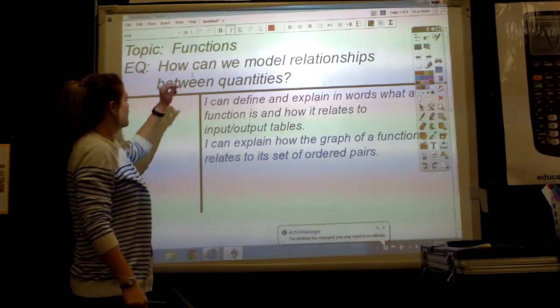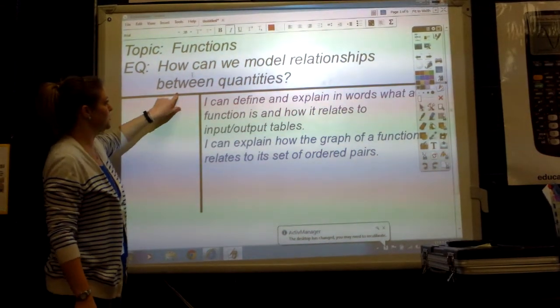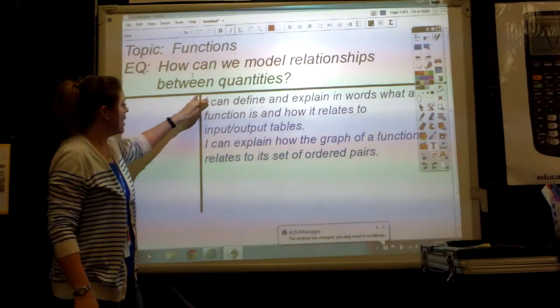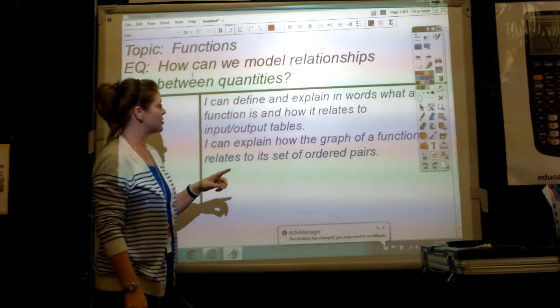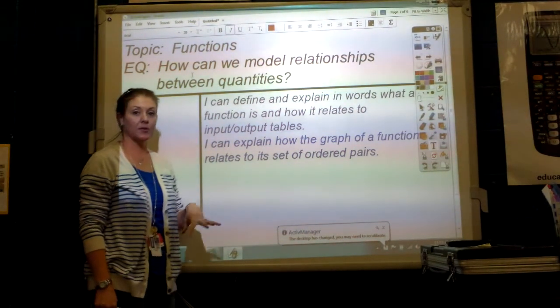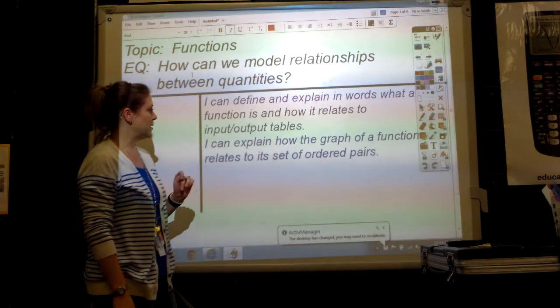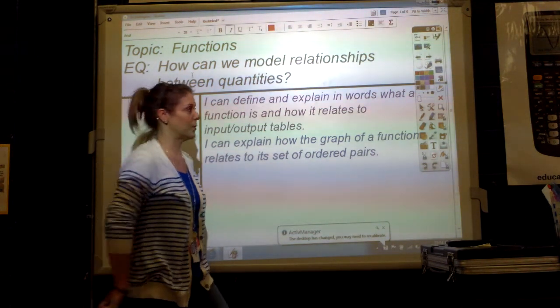Okay, in this lesson we're going to be looking at functions. Our essential question: how can we model relationships between quantities? Our I can statements: I can define and explain in words what a function is and how it relates to input-output tables. I can explain how the graph of a function relates to its set of ordered pairs.